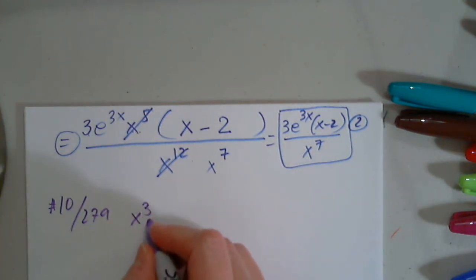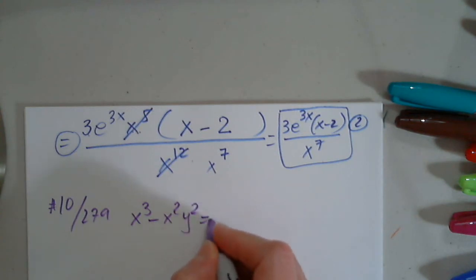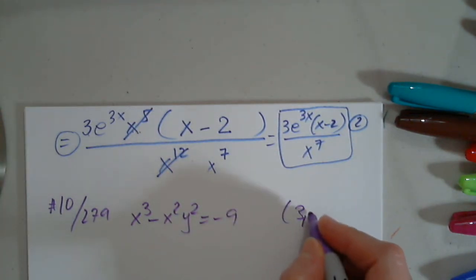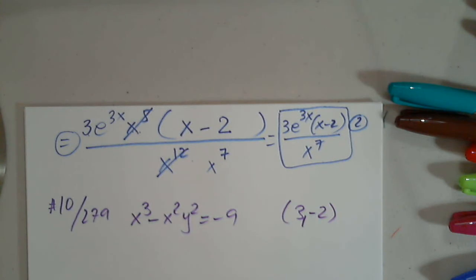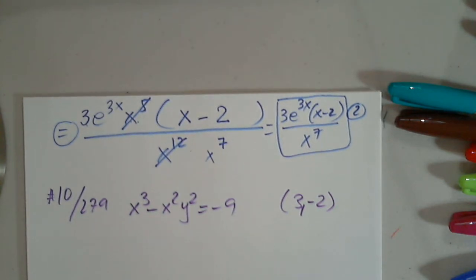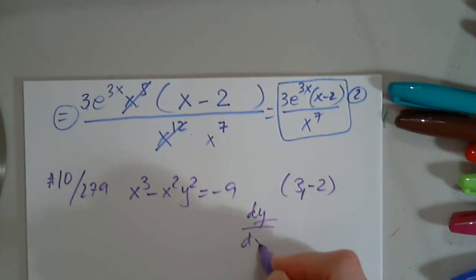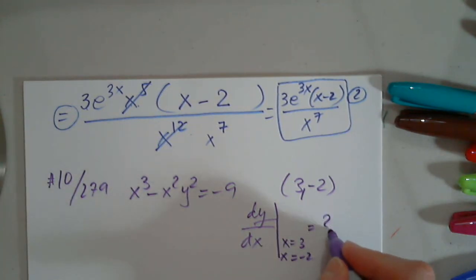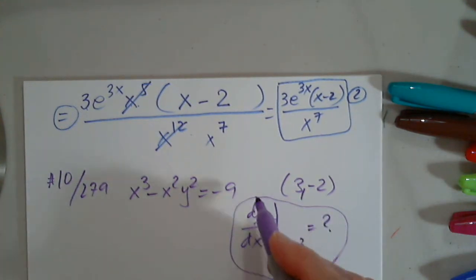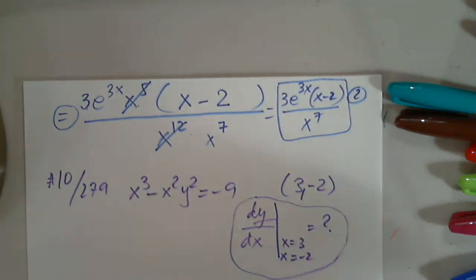So x cubed minus x squared y squared equals -9, and the given point is (3, -2). Perfect. So we're asked to find the slope, just the slope. Once I have dy over dx, I will plug in x equals 3 and y equals -2. This is what we're asked to find. At this point, I do not have dy over dx.